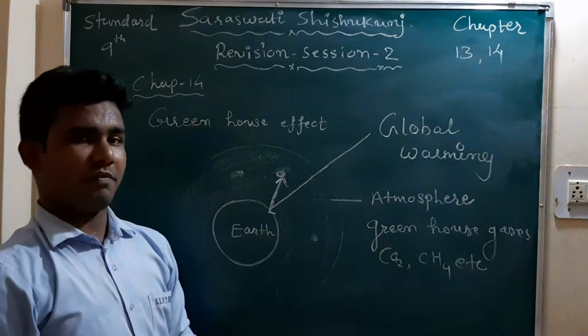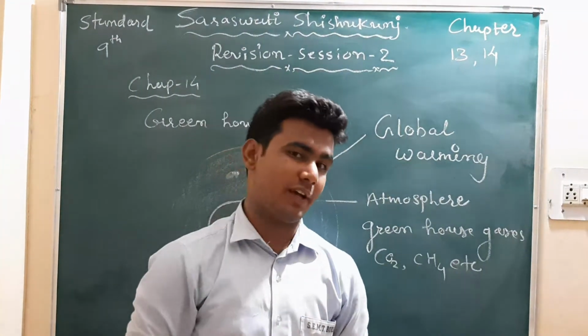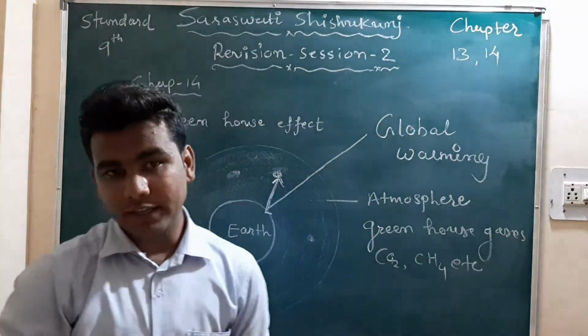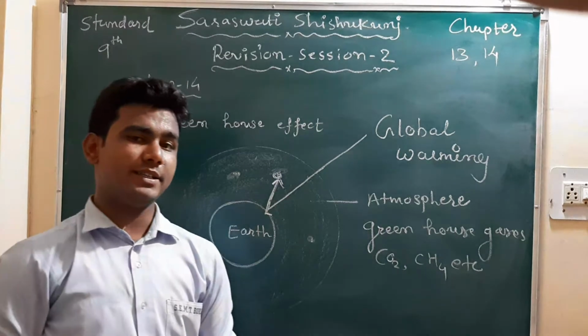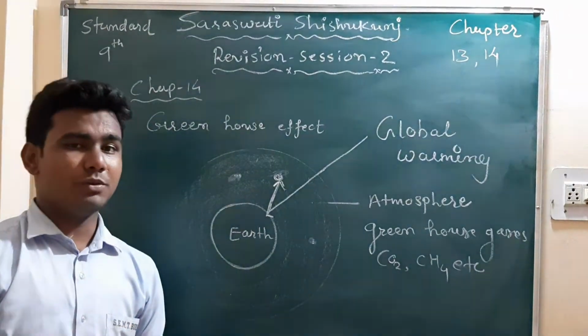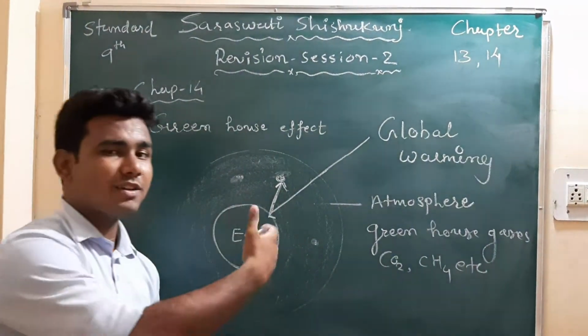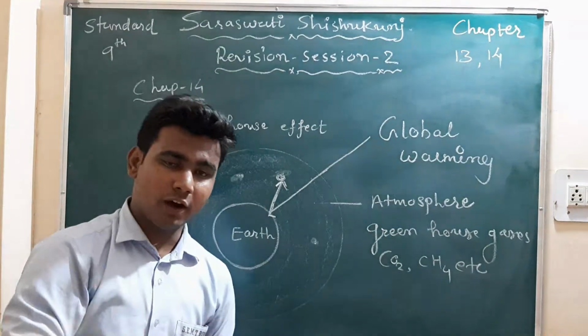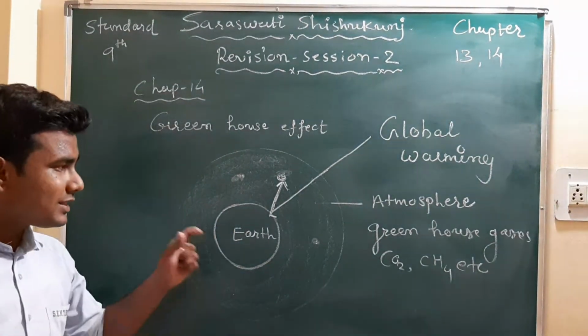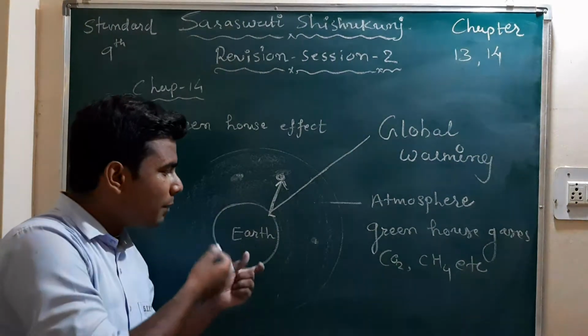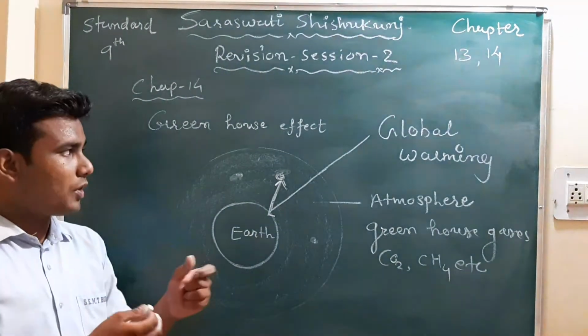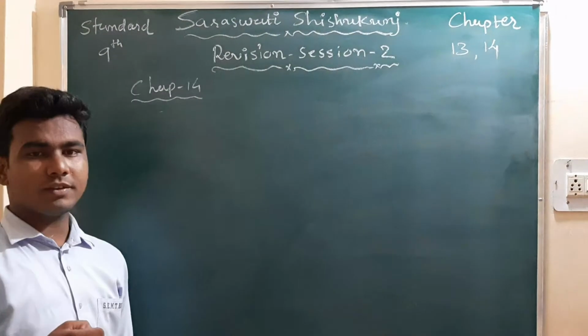So this type of effect is called the greenhouse effect, and due to this greenhouse effect, the level of sea bodies will increase due to melting of ice of glaciers at the poles, right? So this is a global problem for us, which is caused by our pollution.